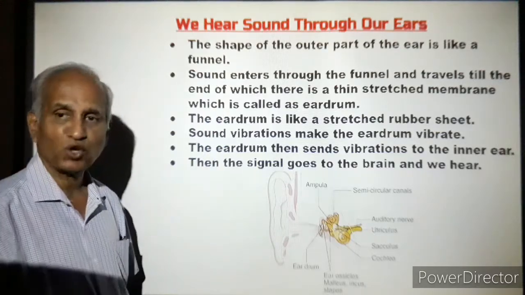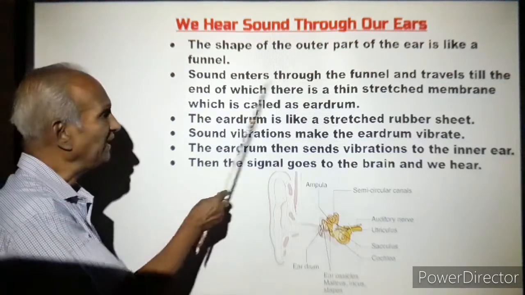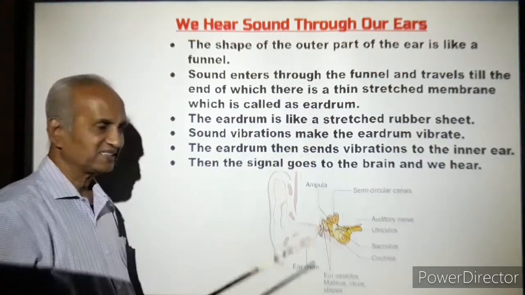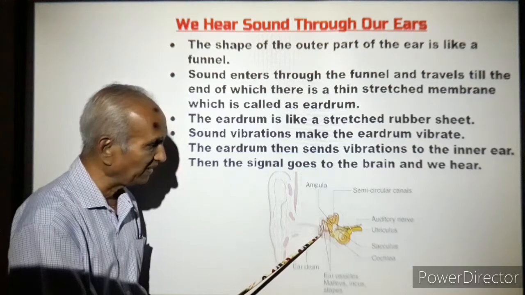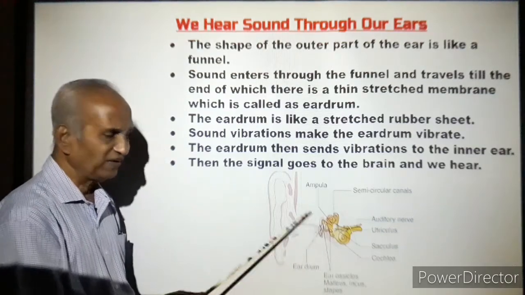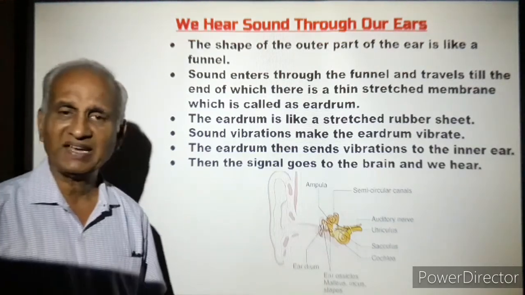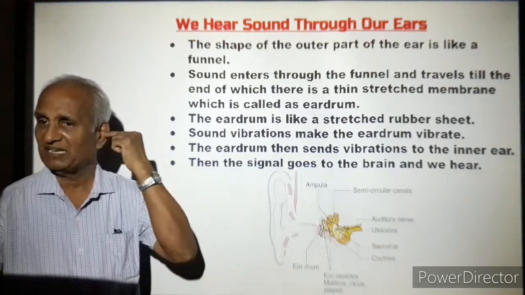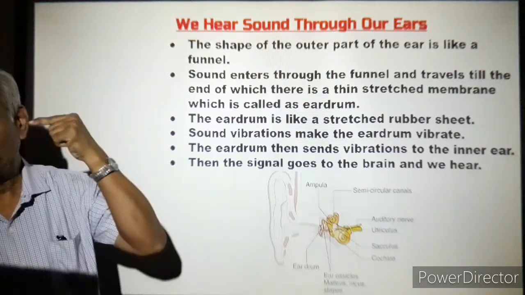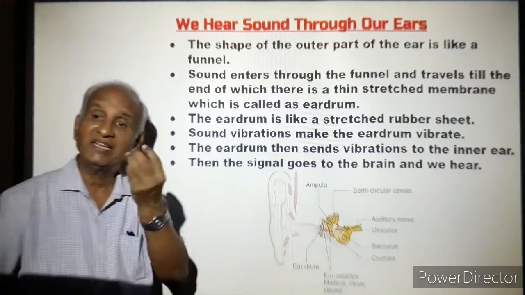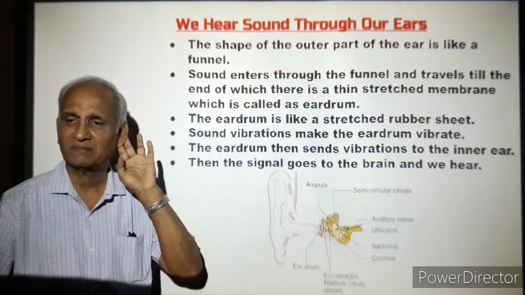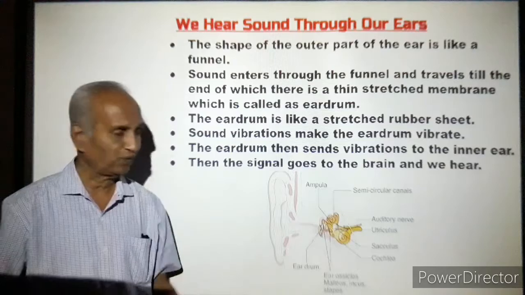The funnel-like portion is called the pinna, P-I-N-N-A. Sound enters through the funnel and travels till the end, where there is a thin stretched membrane. Here you have a stretched membrane, which is called the eardrum. This is a very delicate organ. That's why we say don't put any pointed object into the ear. Be very careful. Sometimes to remove the wax in the ear, you put a pointed object inside it, and you may hit the eardrum, and the eardrum may rupture. Thereafter you will not be able to hear at all, that ear becomes useless. So you have to be very careful.